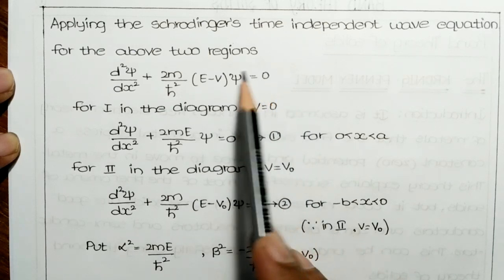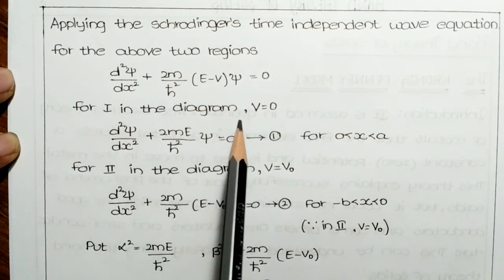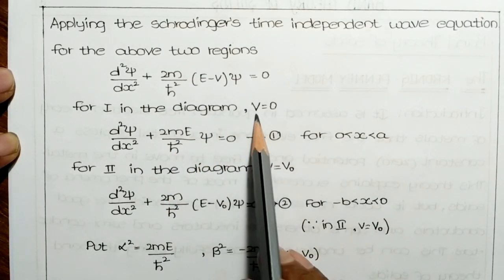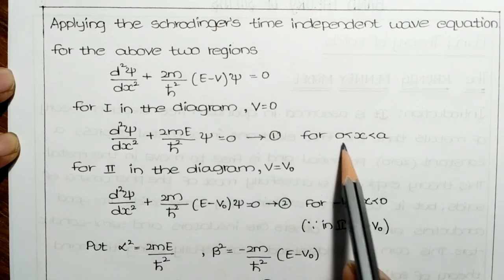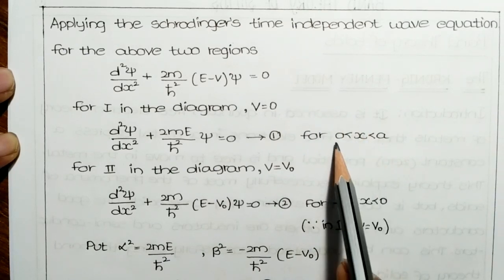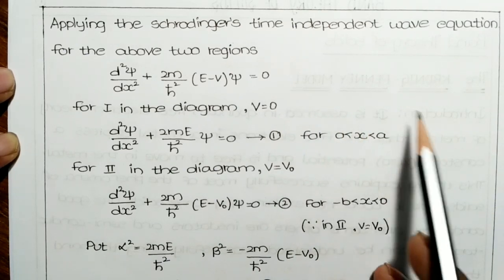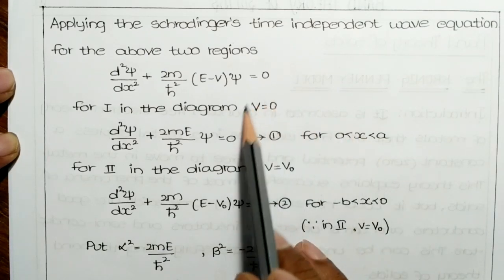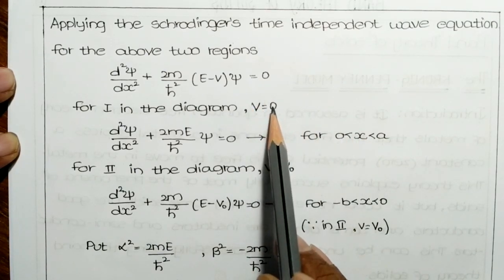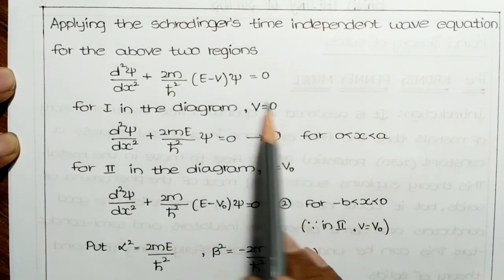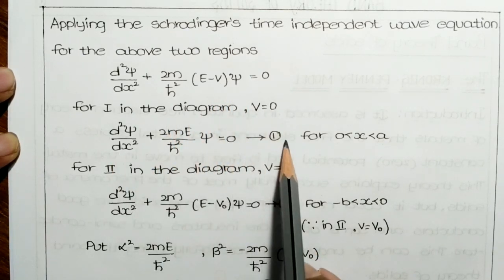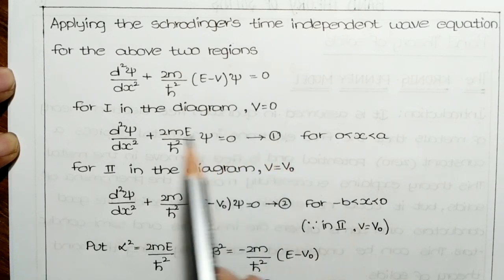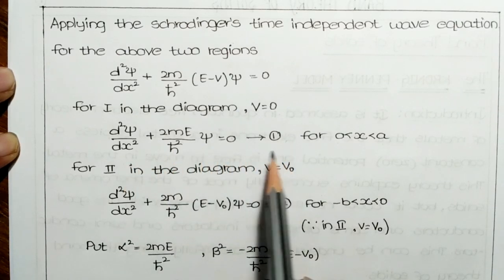Now apply this equation to region 1. According to region 1, V is equal to 0. Region 1 indicates from 0 to a, that is, 0 to a represents a potential well. Inside the potential well, the potential V is equal to 0. Now apply this 0 here, then this equation becomes this. For region 1, this equation will be like this.